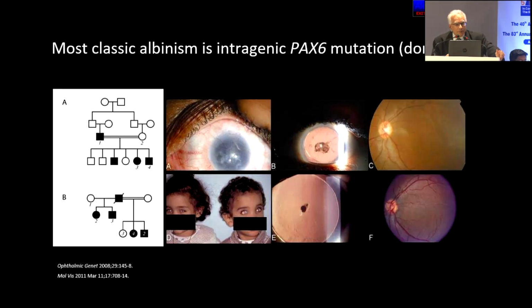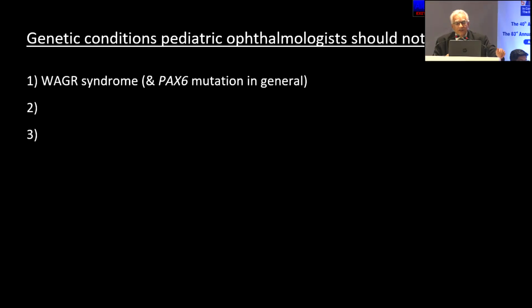Most classic aniridia is intragenic PAX6 mutation, so it's not associated with this risk, and it's hereditary. And this is the first concept I'd like to go through. Wagner syndrome and PAX6 mutation in general should be on our radar as pediatric ophthalmologists.